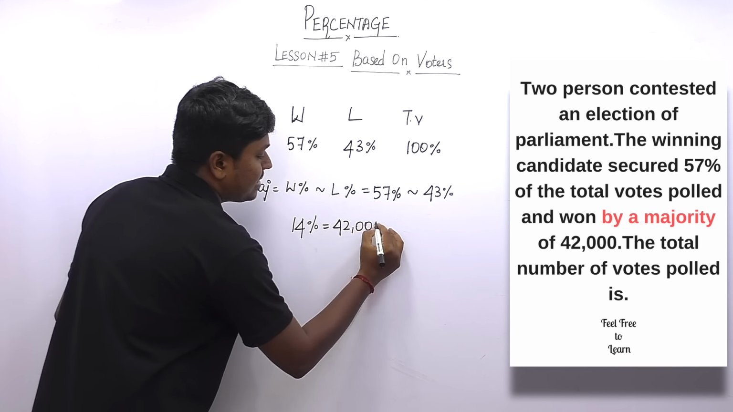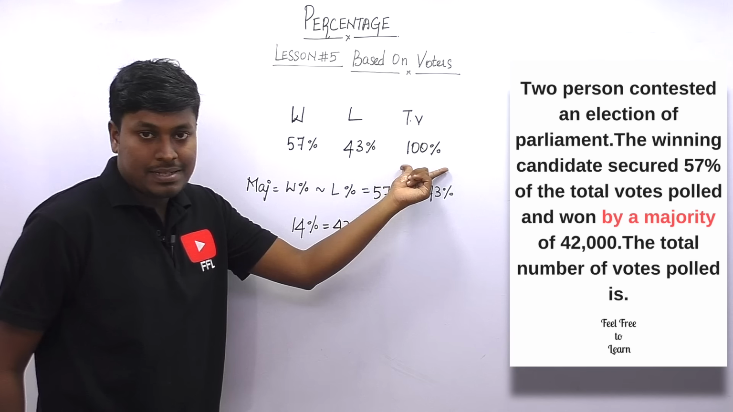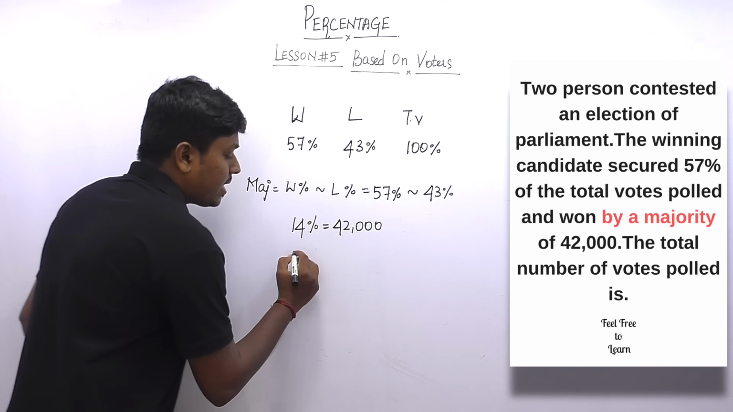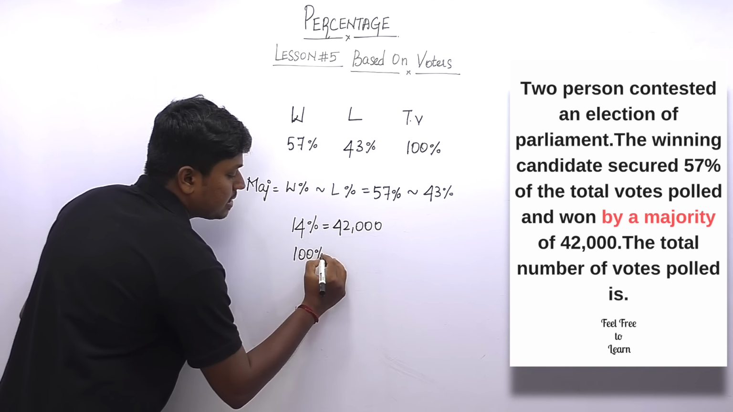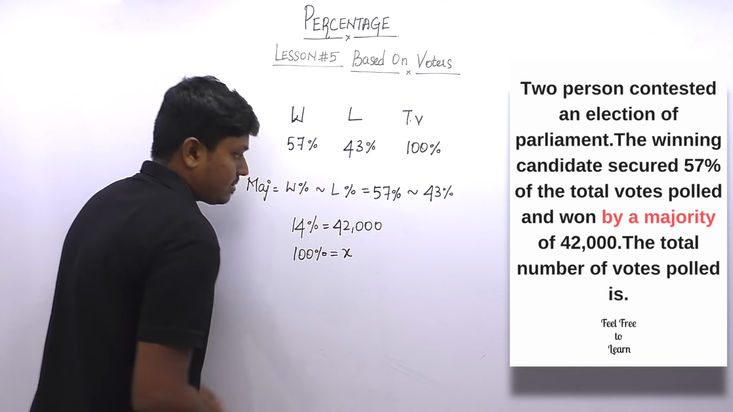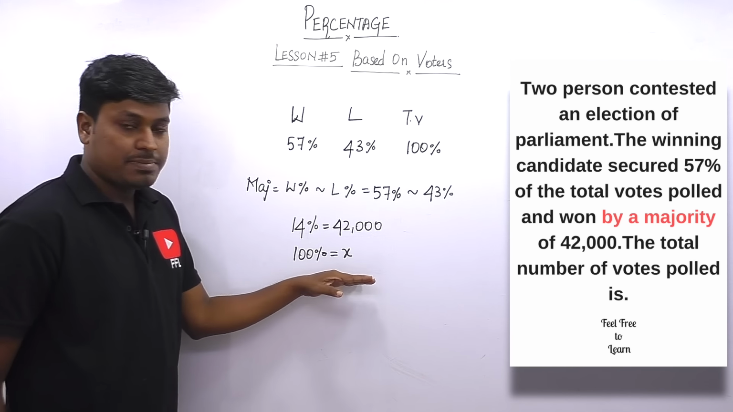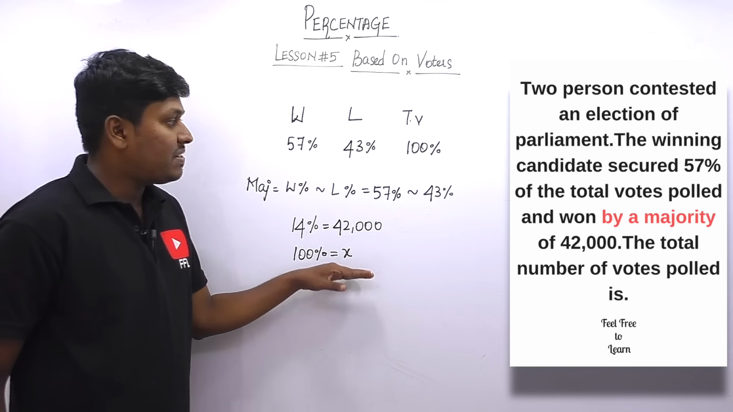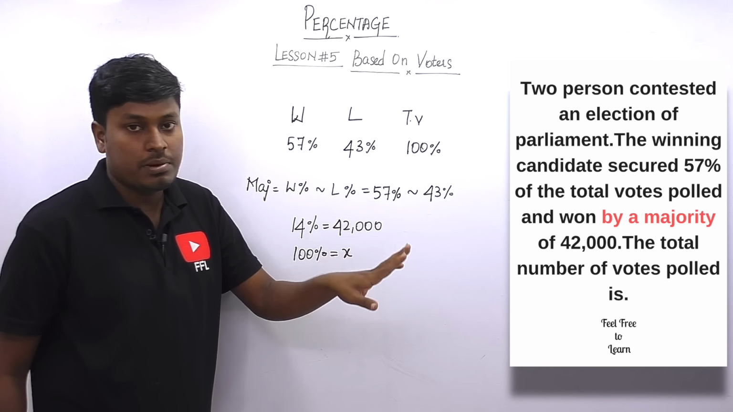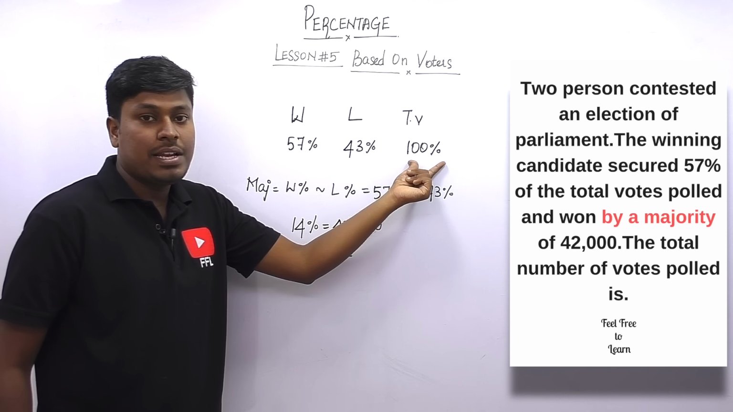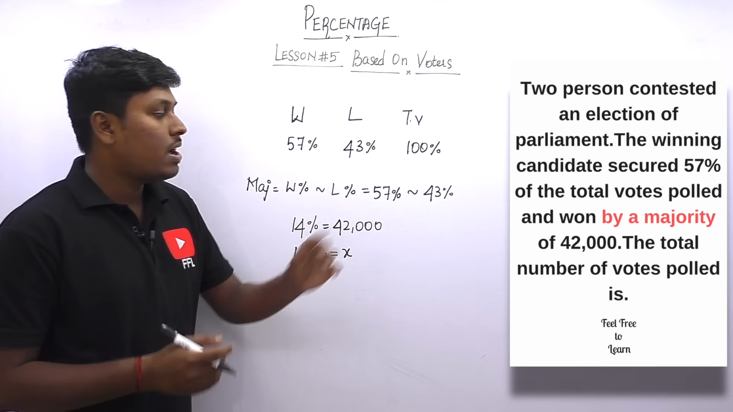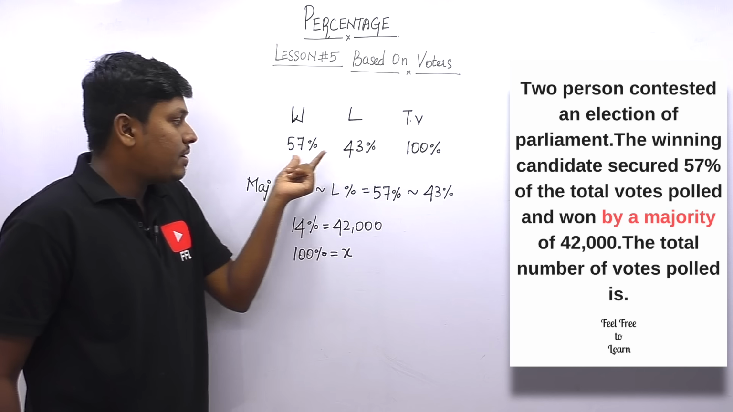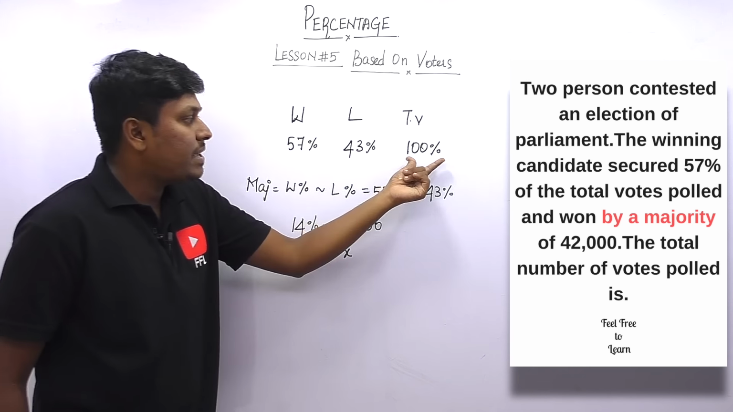Our target is to find the total number of votes. We have made a base value of 100%, which is the total number of votes. So our target is to find what 100% is. Understood this concept, right? I can explain again. First, we have taken a base value of 100%, which is the total number of votes. We don't know how many total votes there are, so we have just assumed the base value of 100%. Out of this 100%, the winner got 57. Then definitely 100 minus 57 will be the loser, which is 43.